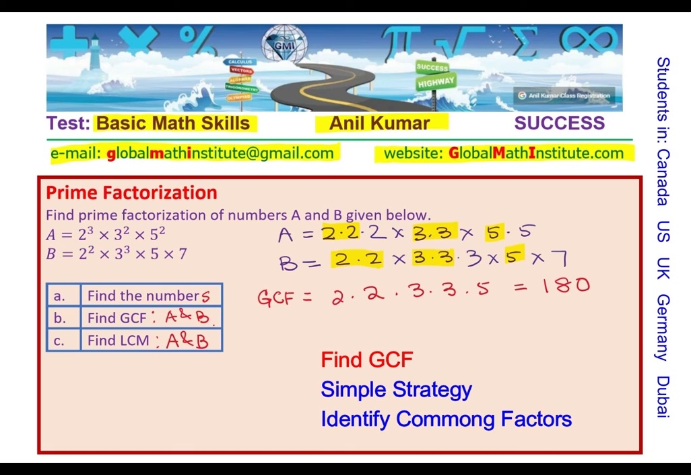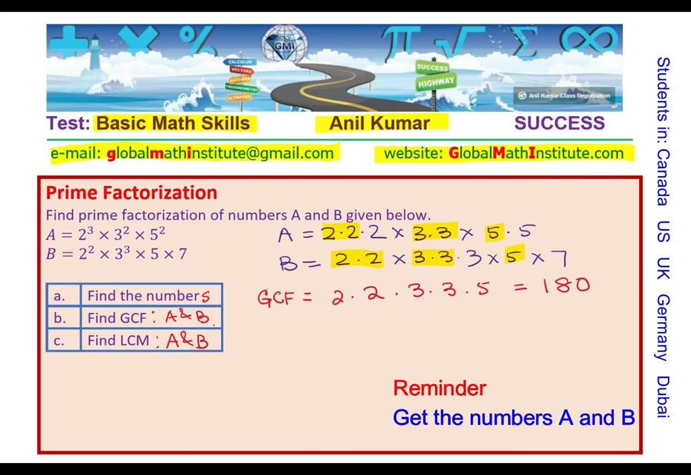Now, let us figure out what is the lowest common multiple. I hope you have already got the numbers. Did you get the numbers? Part A? Not yet, right? So how do you get the numbers? Well, just multiply them. 2 cube times 3 square times 5 square will give you number A, and B is 2 square times 3 cube times 5 times 7. You'll get the number B. So I'll leave that for you. Find these numbers. Just multiply them.